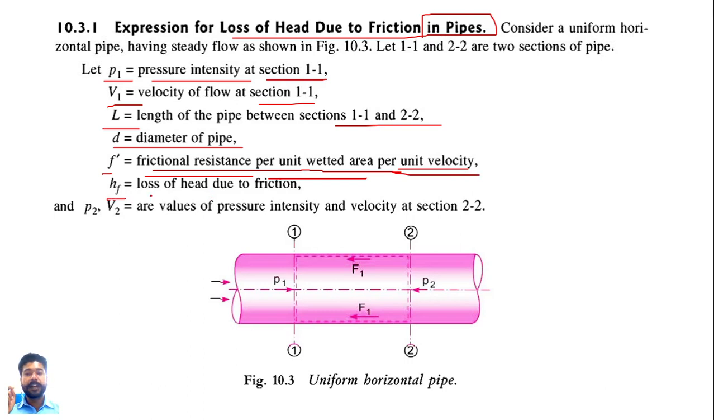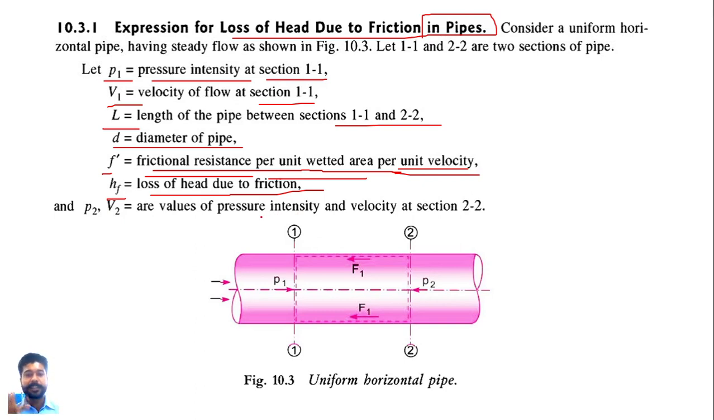hf is the loss of head due to friction. In the previous session there was also hf, the drop of pressure due to the head, which was 32 mu U bar L divided by rho g D squared. That was about the flow of viscous fluid between parallel plates and the flow of viscous fluid through a circular pipe.